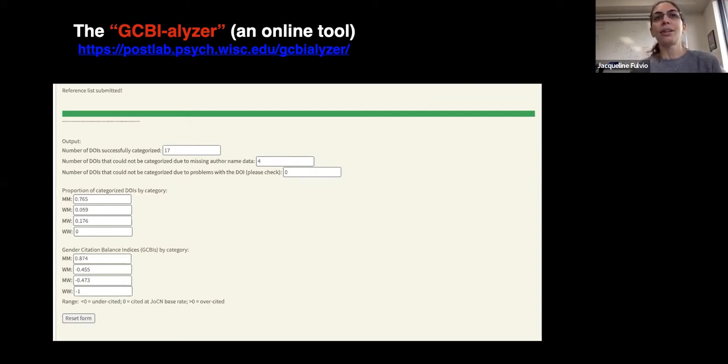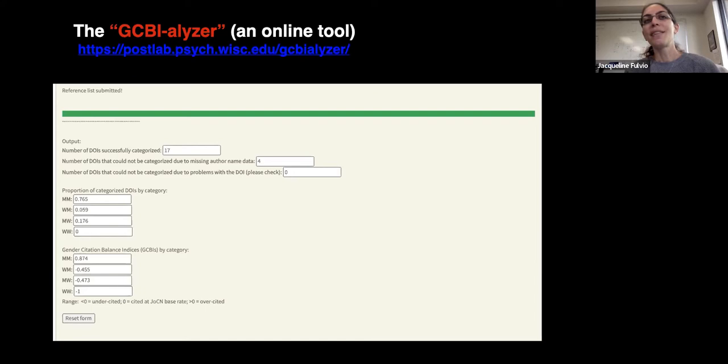And then there are the number of DOIs that could not be categorized due to missing author name data. That's 4. Some journals, even in their metadata, don't provide author name information, or occasionally an article's metadata is corrupted in some way. So once in a while, we do have cases where we cannot categorize a particular author's name. And then occasionally there are problems with DOI formatting, and that will show up in the final box here. The next set of 4 boxes just tells us the proportion of the citations that were successfully categorized that fell within each of the 4 categories.